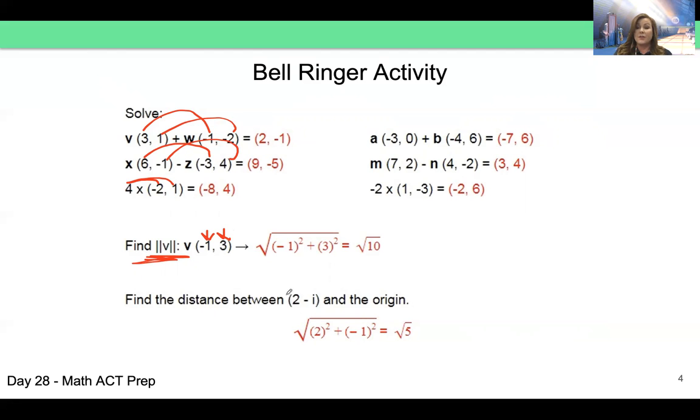Find the distance for this complex number. It's complex because we have a real number and an imaginary. Remember, there is a coefficient of 1 in front of the i. This is where it's the square root of a squared plus b squared, which is the coefficient in front of i. So 2 squared plus -1 squared is going to give us square root of 5. And that's the length of that modulus.